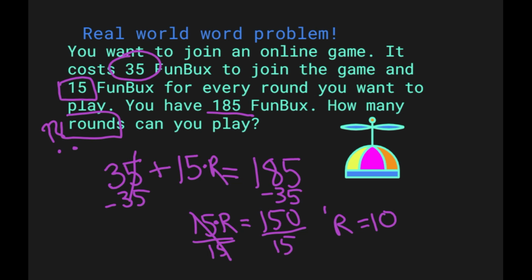With my 185 fun bucks, I can come in there, drop my 35 entrance fee, and play 10 rounds at 15 fun bucks each. And that will be a fun time. And I'll even bring my magical beanie of destruction, and everyone will think I'm amazing and awesome. All right, have fun.